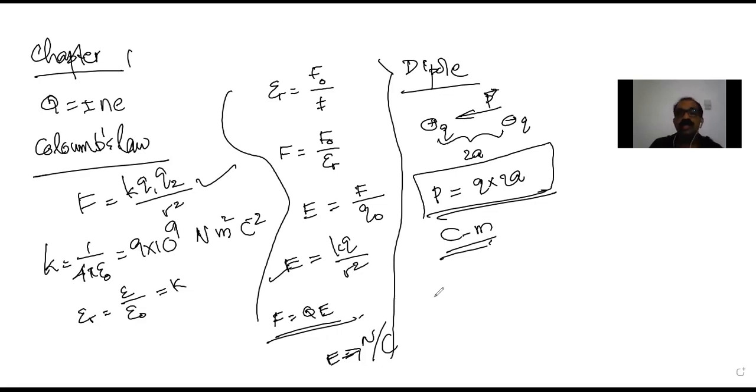What else we have is the electric field due to a dipole.